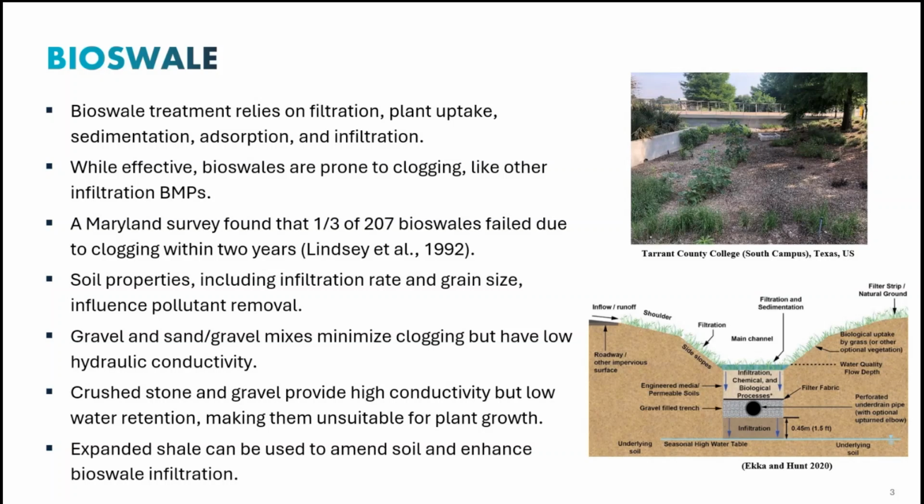One practice would be adding sand or gravel. But if you add too much sand and gravel, the infiltration is going to be very high, and then you cannot grow any plants. And that's not a good thing in Texas because we don't get a lot of rain. If the soil cannot hold water, the plant would not grow. So we are failing our purpose.